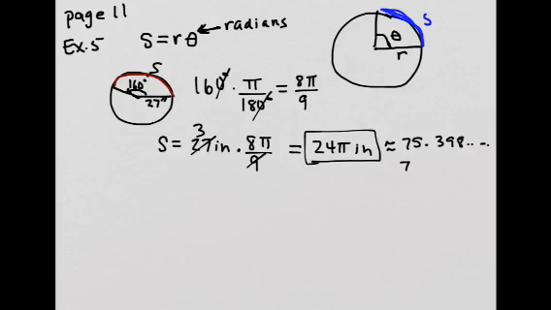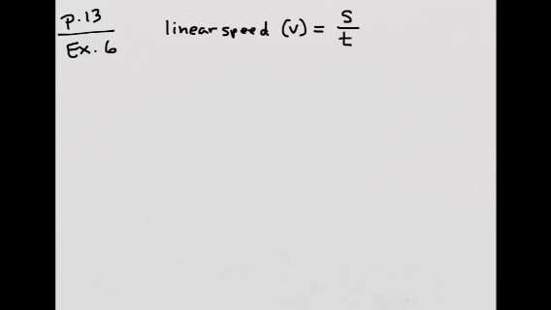So we're going to round it to the nearest tenth, so 0.4 inches. So this is the approximate answer, this is the exact, this is the approximate. Alright, so for example 6, we're now talking about circular motion, linear and angular speed. Linear speed is the length of the arc divided by time.